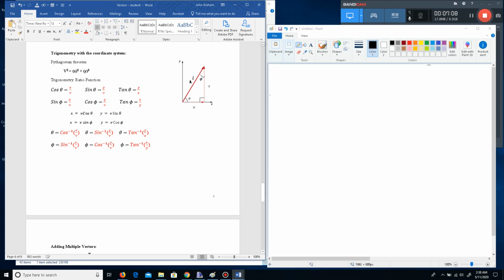And so just like I did before, I can solve for X, I can solve for Y, in terms of theta or in terms of phi. And if you notice, they're the exact same form. And then the inverses are done exactly the same way. Cosine inverse of X over V will give you theta. Sine inverse of Y over V will give you theta. Tangent inverse of Y over X will give you theta. And then sine inverse of X over V will give you phi. Cosine inverse of Y over V will give you phi. And tangent inverse of X over Y will give you phi.